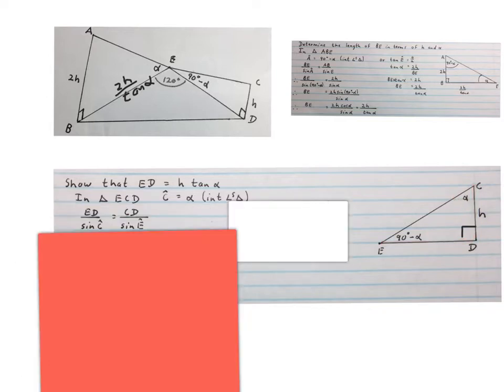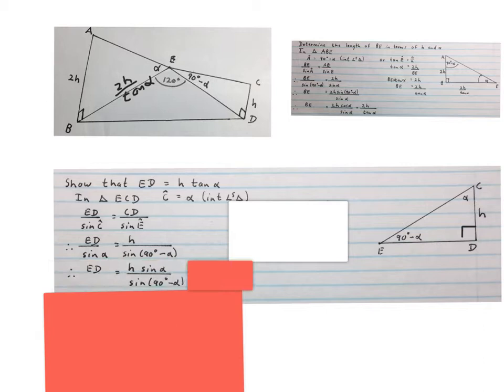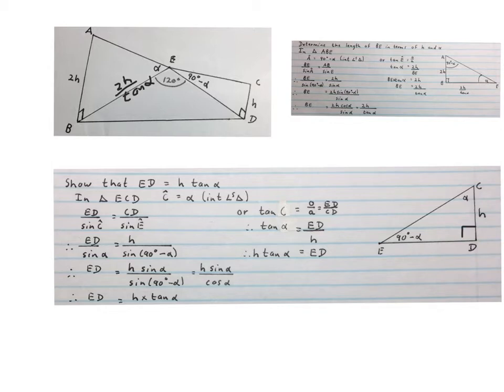Another method could be the sine rule. You can say ED over sine of angle C is equal to CD over sine of E. Fill in their actual values. Times by sine alpha on both sides to get the ED alone. With reduction, change the sine of 90 minus alpha to cos alpha. Then you know that sine alpha over cos alpha is tan, so your final answer is h times tan alpha, what they asked us to prove. Please stop the video and get your brain around this technique. Choose which one suits you best.